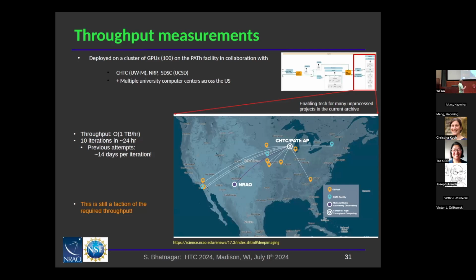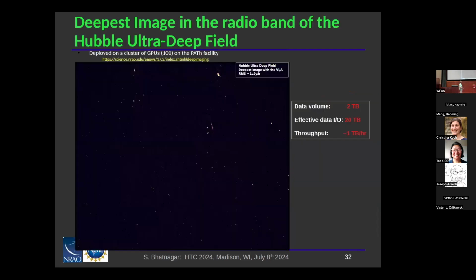This reduced that, a throughput of about 1 terabyte per hour on the OS pool. The whole thing, which did 10 iterations, finished in a day. We made a couple of mistakes, we made it again, and we finally got the image. This is not displaying well here, but believe me, this is the deepest image that the radio community at any band has been able to make.